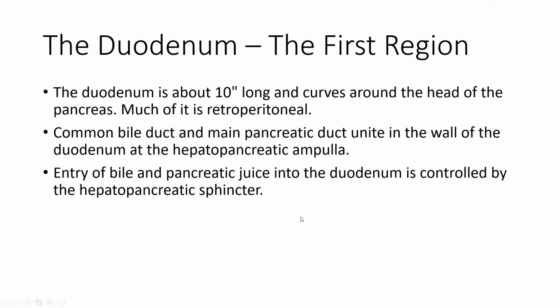So the first part of the small intestine is the duodenum, and we can see the duodenum here on this model. Let me get this off here.